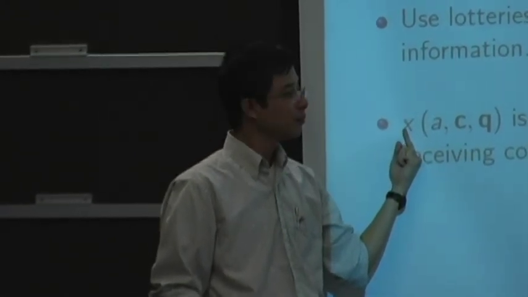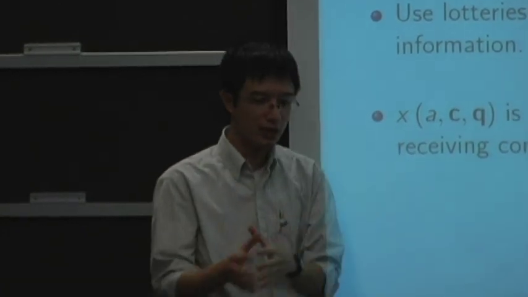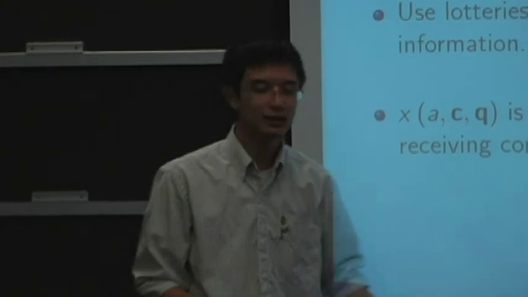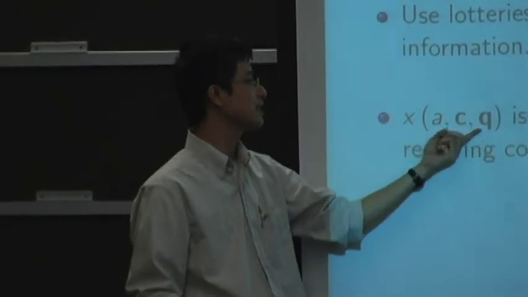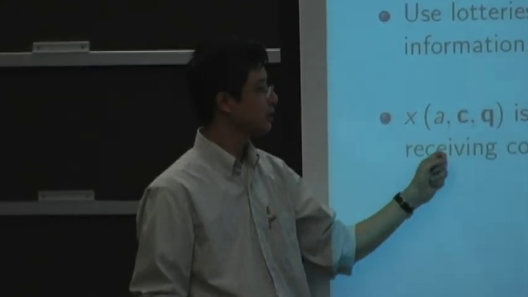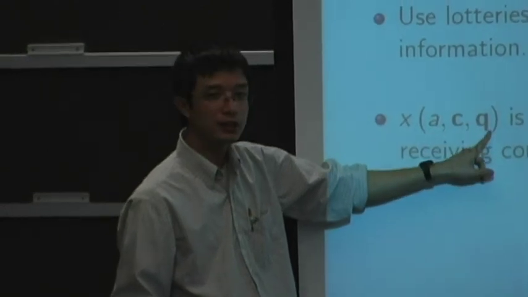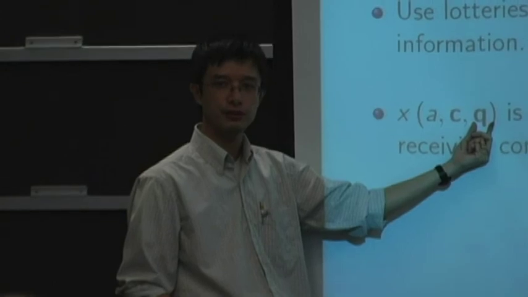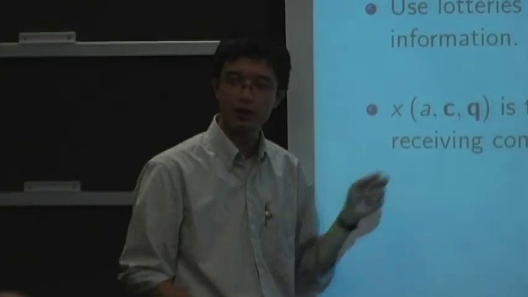Therefore, they don't have to write a contract on A and C separately and then deal with output later. They put everything together, so this is a contingent contract by itself. It says that if output is Q, then I get this C. In general, C is going to be a function of Q, but here we write it in general.